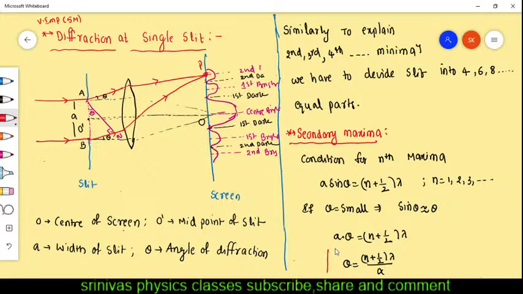This is equation 2 here. What is theta here? Theta is the angular position of nth maxima. Previously, the same was done for minima.